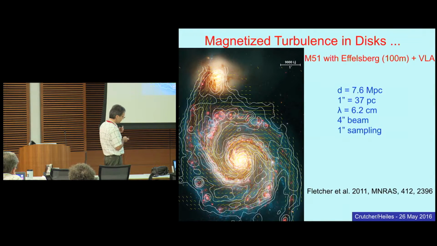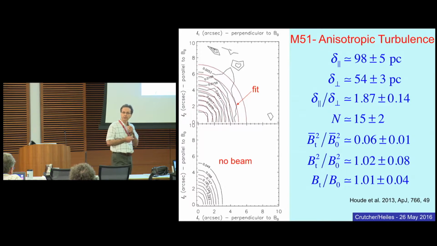So in this case here, we took synchrotron polarization data for M51 that Andrew Fletcher made available to me, and we worked on this. There we had so many vectors that we did not assume isotropic turbulence. We actually went and looked for anisotropy. So you can generalize the model and have an anisotropic turbulent model.